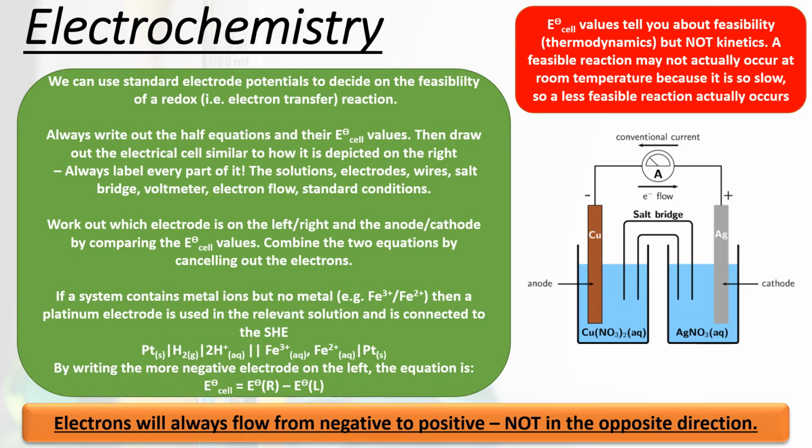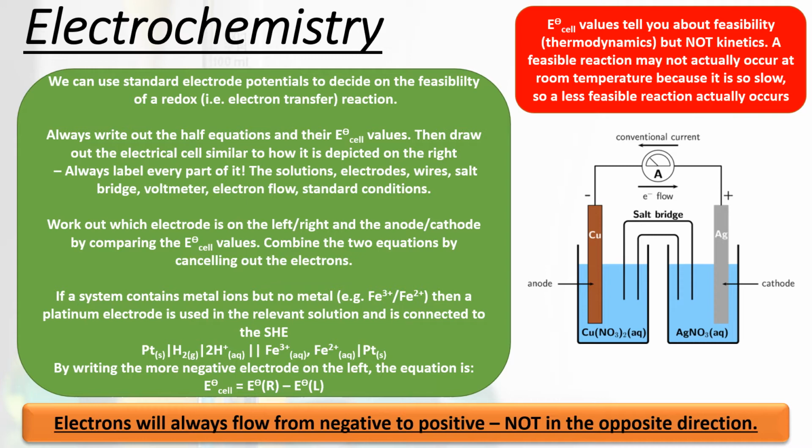We also talked in the last video about our standard cell representations. So if we wanted to write this cell representation out for a standard hydrogen electrode connected to the Fe3+ Fe2+ cell, well, then the way we would do it is remember that we always have whatever is on the left, whatever has been oxidized is on the left, whatever is on the right on the picture, whatever has been reduced on the right.